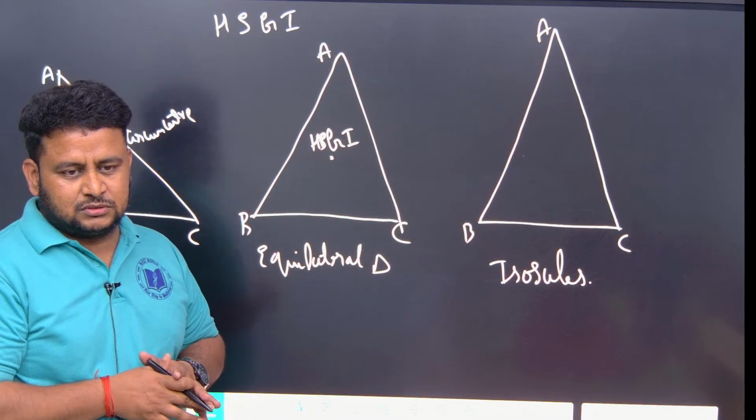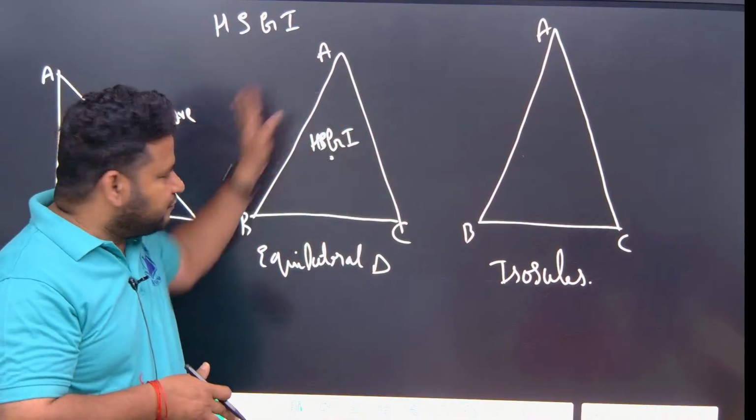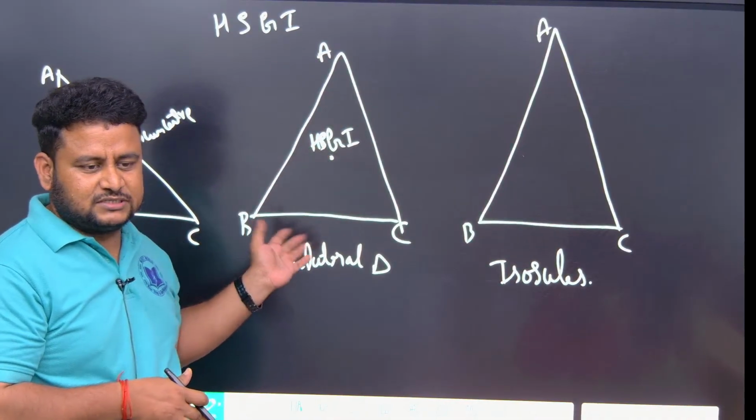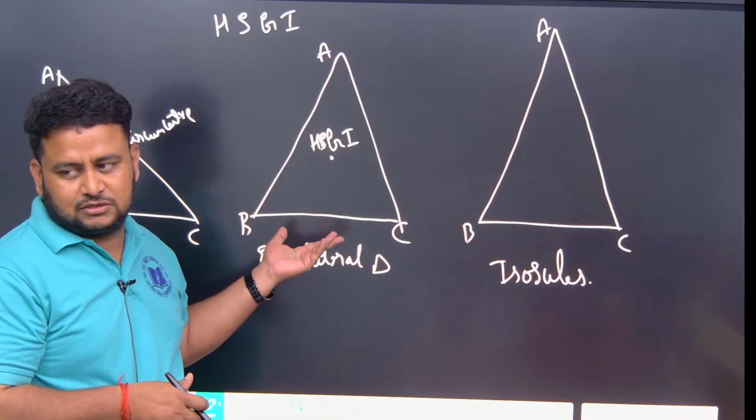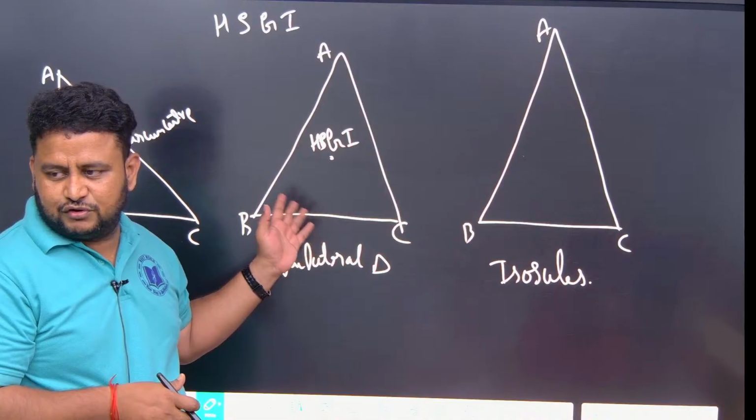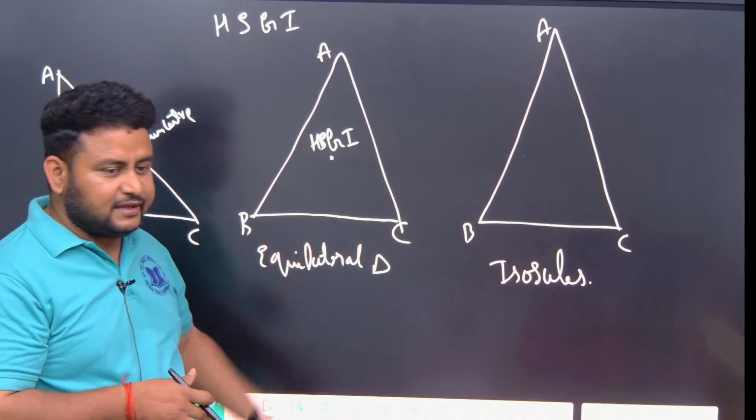If they mention an equilateral triangle, and you find out the centroid, all the others are the same. Understood? So how will you do it? Find the centroid by taking the average of all the points. That will give you the orthocenter also, circumcenter also, incenter also. So when it comes to an equilateral triangle, it will be at a single point.